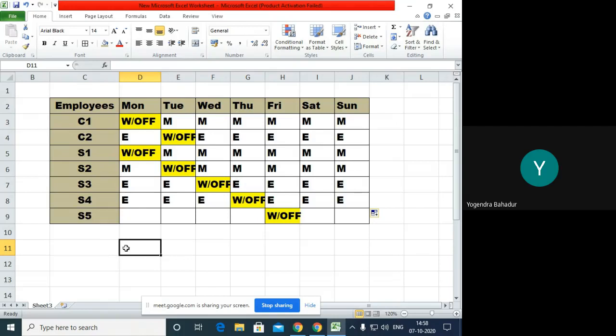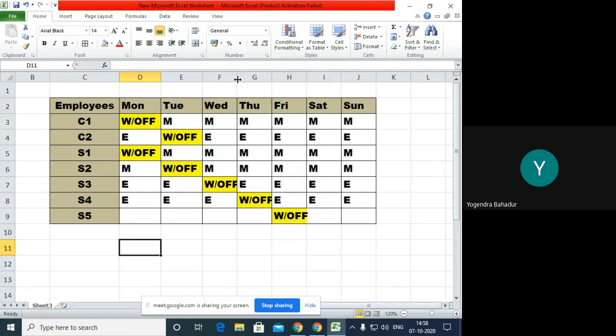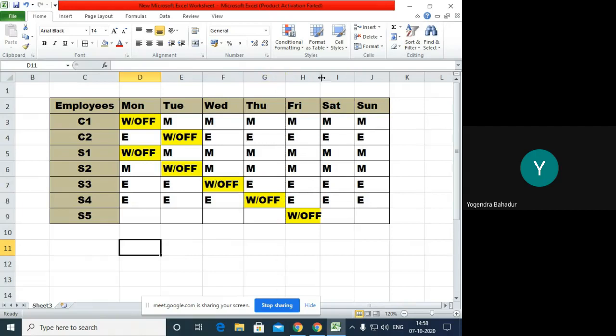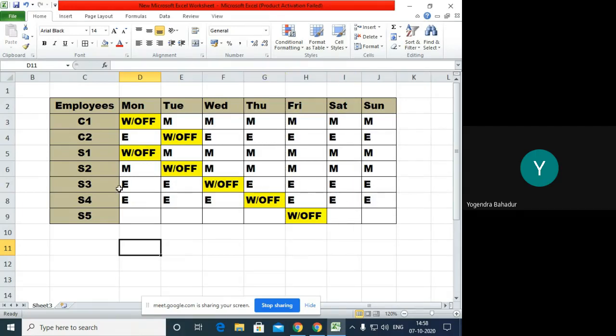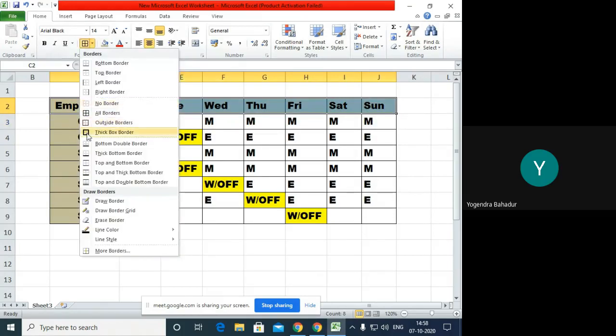So this is our tentative roster. If you see, Captain C1, we have given the morning shift. Captain C2, we have given the evening shift. Along with that, if you see steward 1 and steward 2, we have given again the morning shift, and for steward 3 and 4, we have given the evening shift. Again, I'm repeating, it is tentative only, and we are going to bring out some changes in the duty roster.